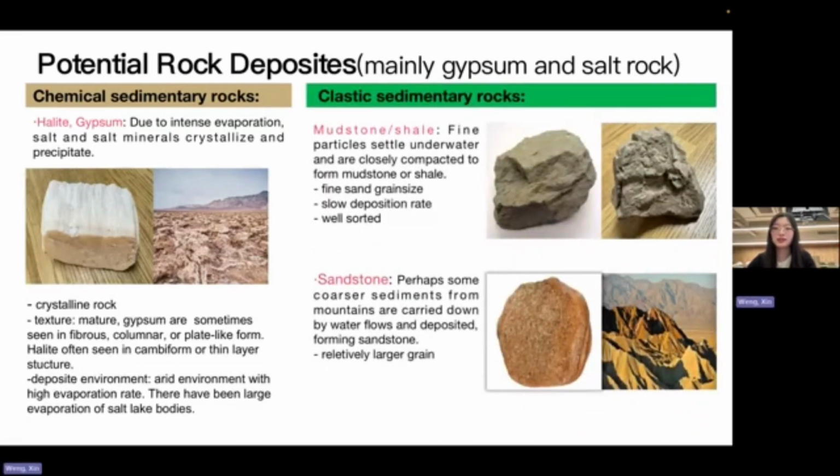And there will also be some clastic sedimentary rocks like mudstone and shale. They have fine particles that settle underwater and are closely compacted to form mudstone or shale. They have fine grain size, slow deposition rate, and they are well sorted. There is sandstone as well. Perhaps some coarse sediments from mountains are carried down by water flows and deposited.